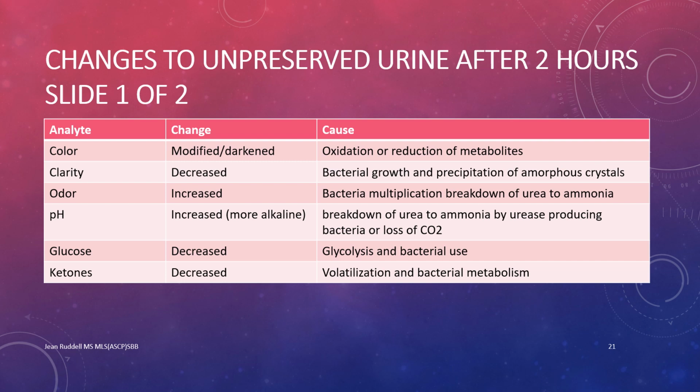The normal pH is acidic, and the pH will increase due to the breakdown of urea to ammonia by urease-producing bacteria or loss of carbon dioxide. If glucose is present, it will decrease due to bacteria utilizing it for glycolysis. Ketones will decrease due to volatilization and bacterial metabolism.